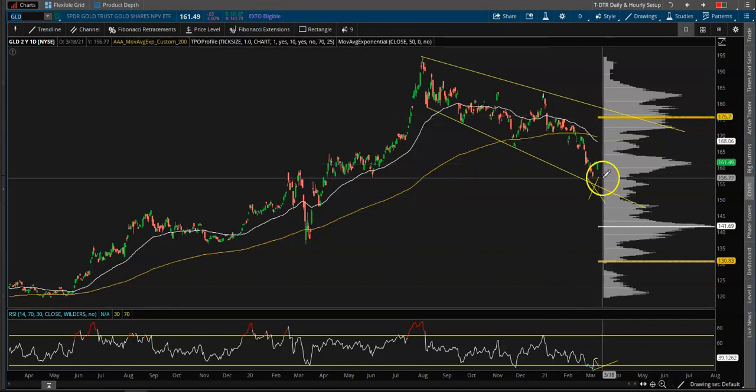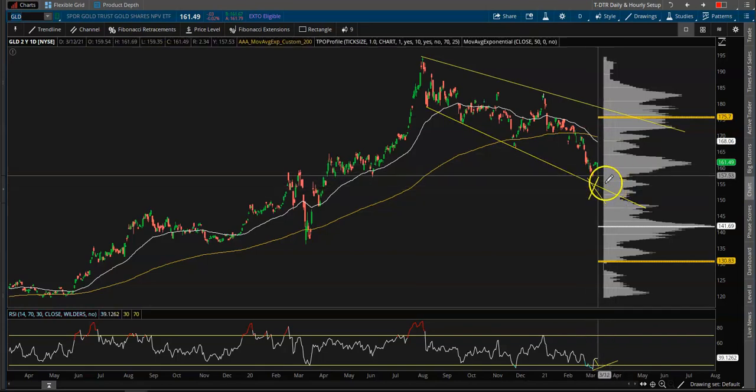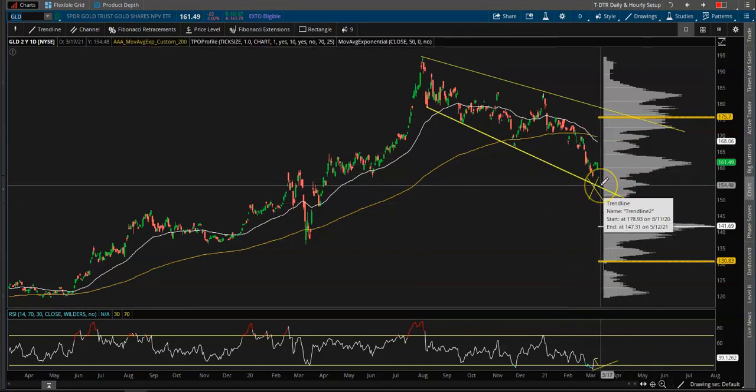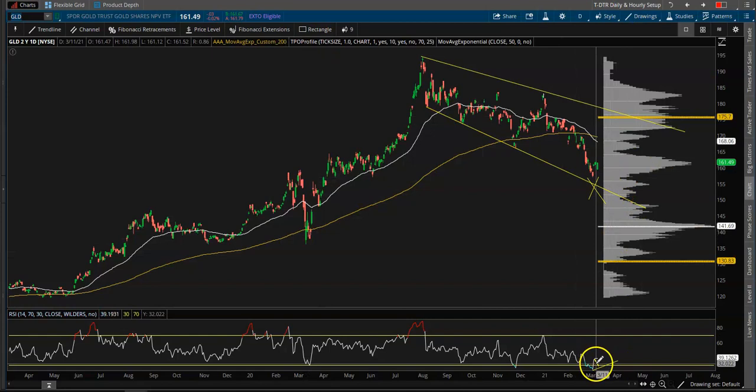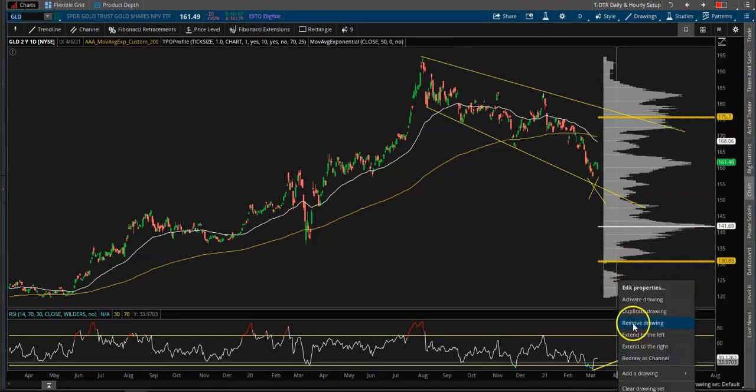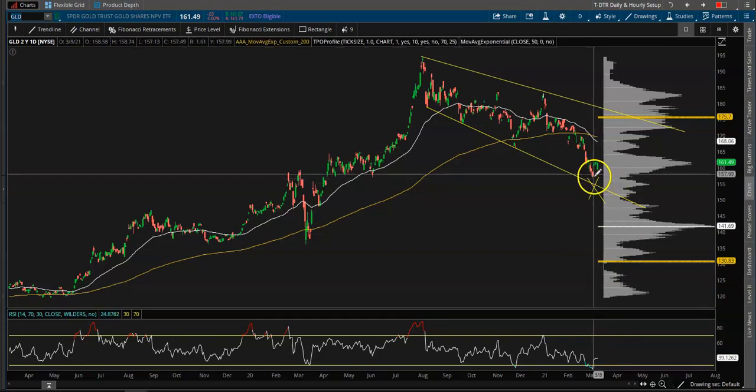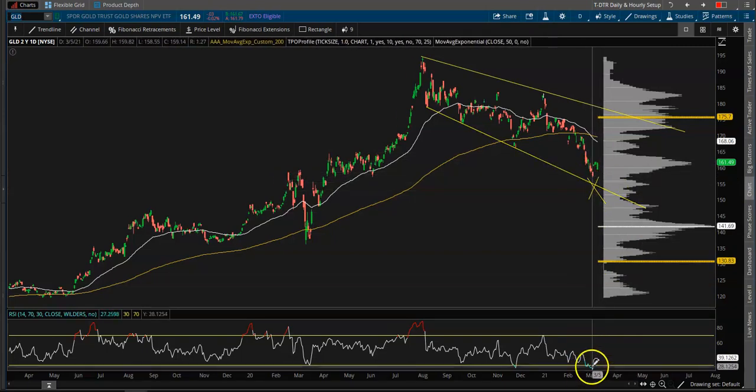So we missed it, but I will still keep my eye on these levels. 155, it'll probably drop down to about 154 in the next week or two, but we will see what happens. And if we do get a pullback, okay, maybe a new lower low, I will be watching the RSI. Do we make a higher low? We will see.